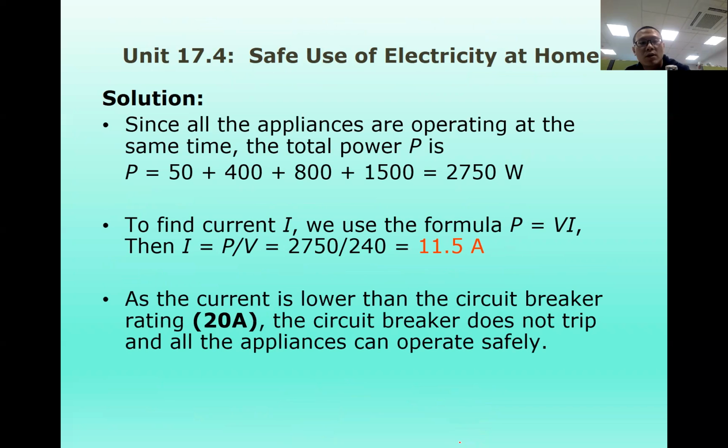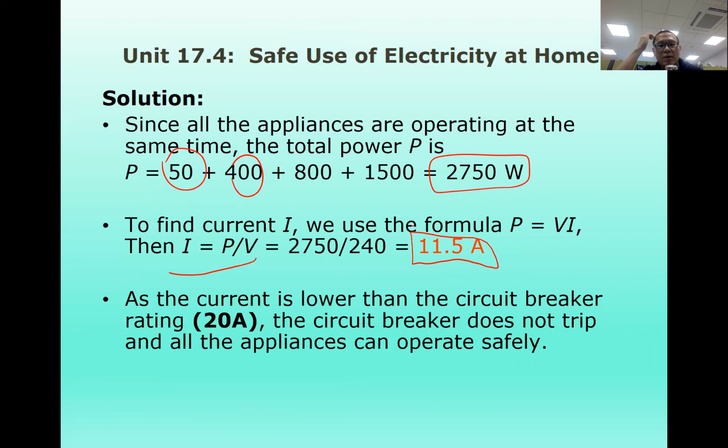So if you look at the total power of the 4 appliances, you have 2750 watts for all the 4 appliances. Using the formula power equals IV, you will be able to find the total current drawn by all the 4 appliances, which is 11.5 amps. Is 20 amp good enough as a circuit breaker for all the appliances? The answer is yes.